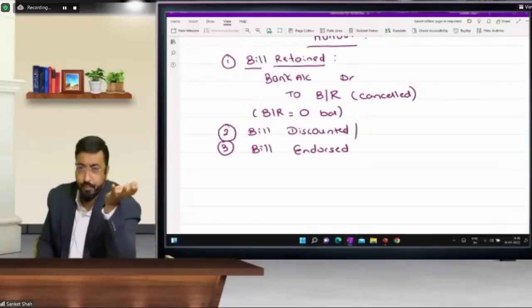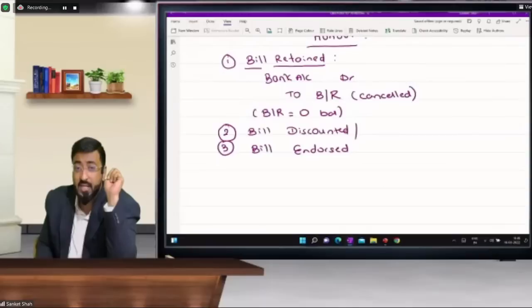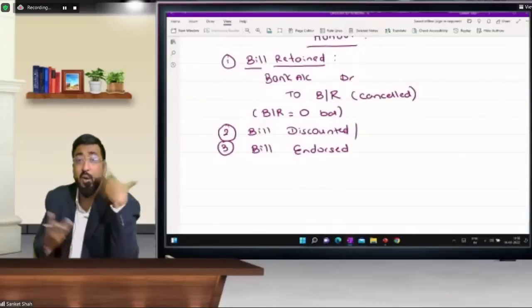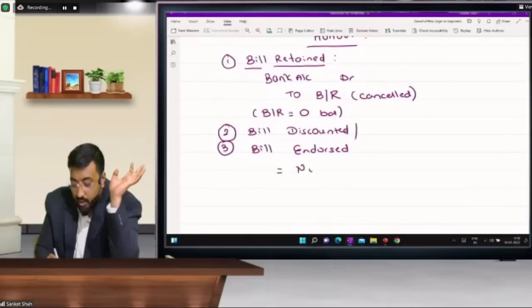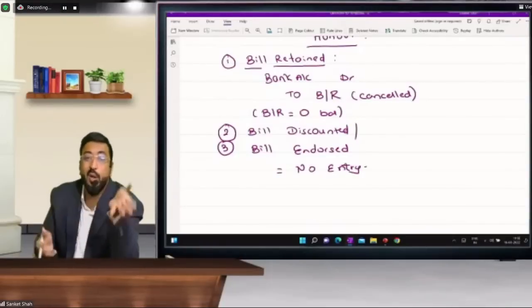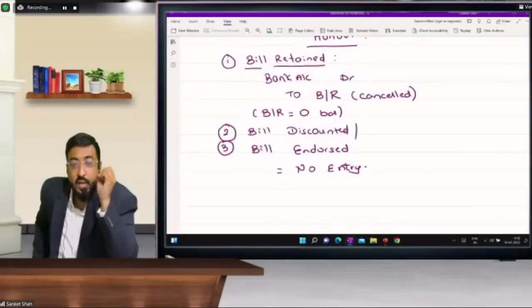Now, in case of a discounted bill, the bill is with the bank. Bank will visit Mr. X premises. Mr. X will pay the bank. In case of an endorsed bill, the bill is with Z. Z will visit X premises. X will pay Z. My role, I'm Y, is 0. So in the second and third situation, there will be no entry. My role is 0, therefore no entry in case of the second and third one.